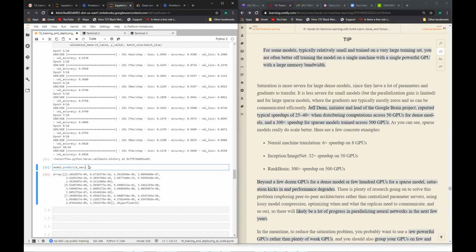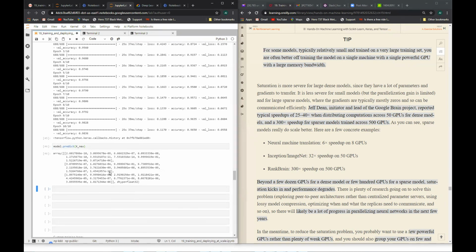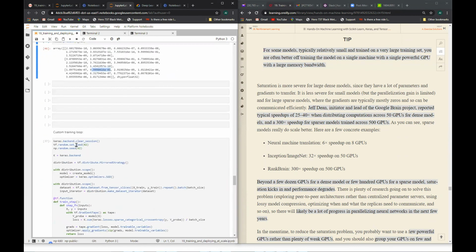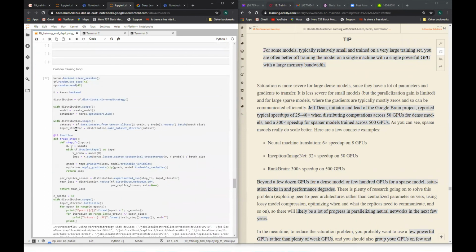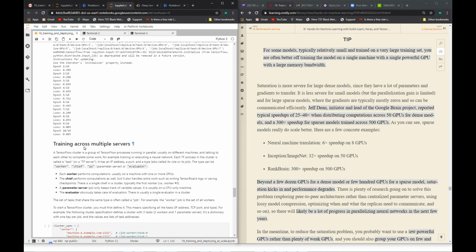Okay. Well, the training is done here. You can just predict on that model, and yeah, give us the results, right? The 7 here and the 2 here and the 1 here. And then after that, it comes the stuff about the multiple servers.